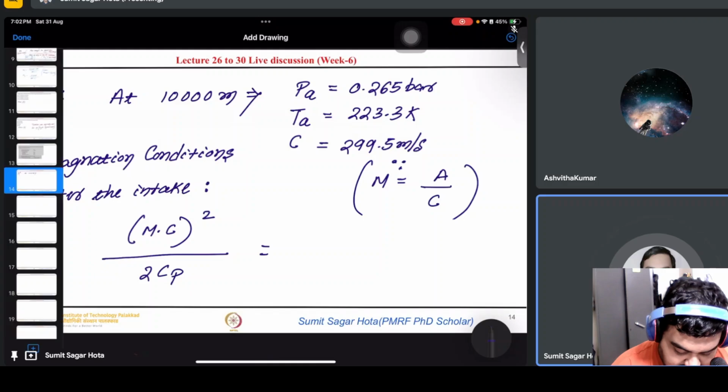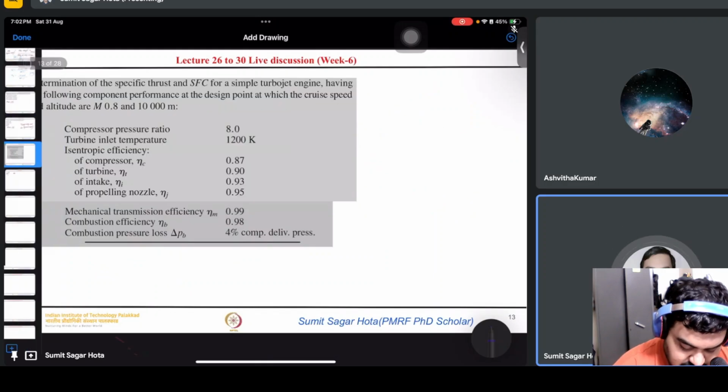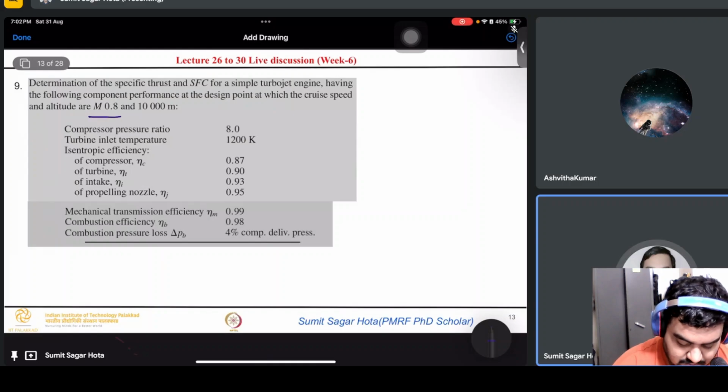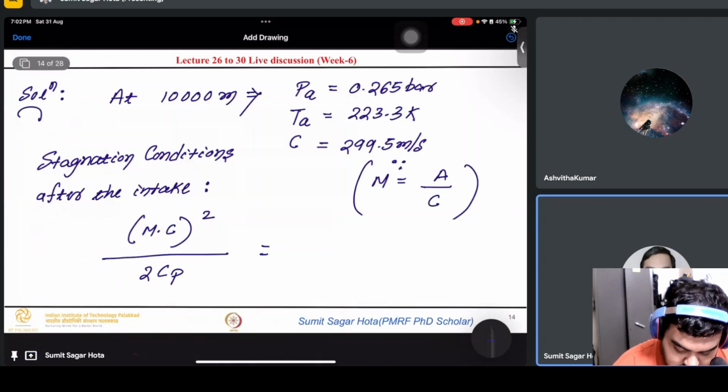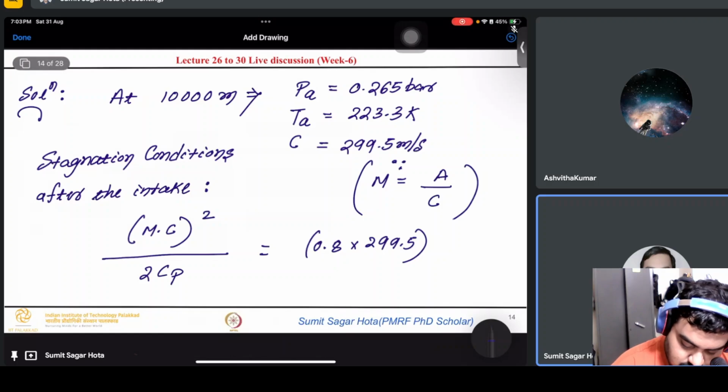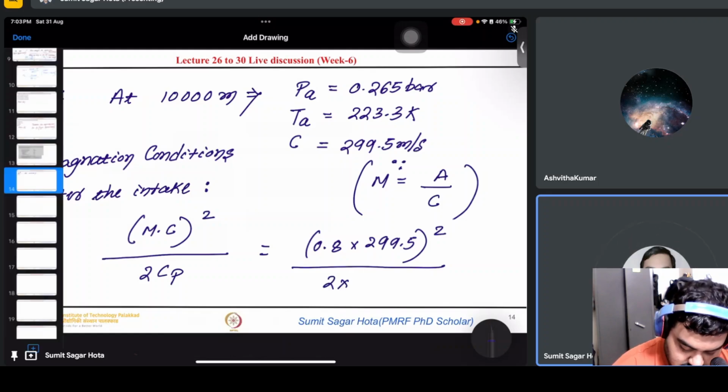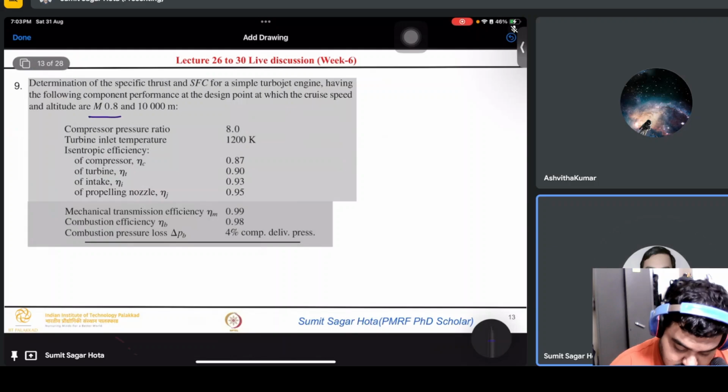So what is the Mach number in this question? The Mach number given is 0.8. Okay, so what we will do, we just multiply 0.8 into 299.5 square divided by 2 into CP.